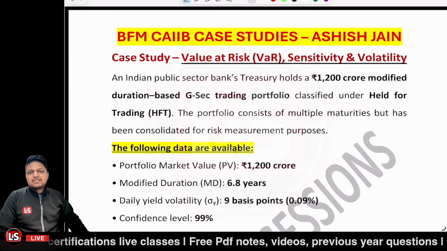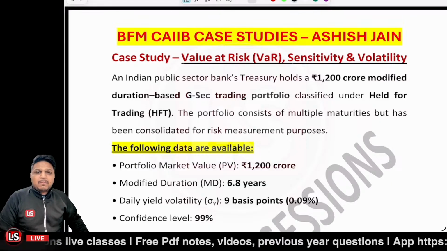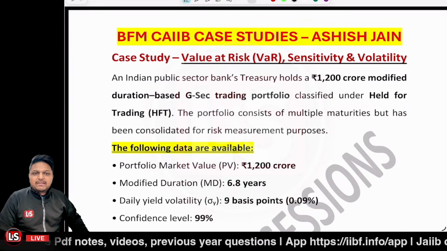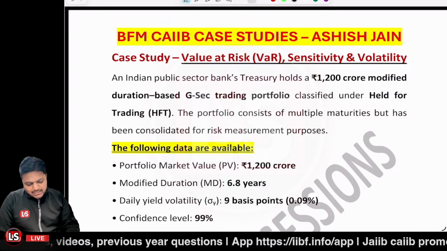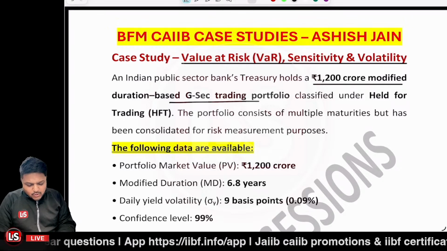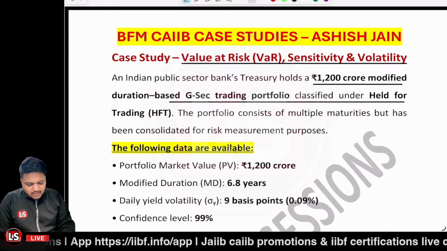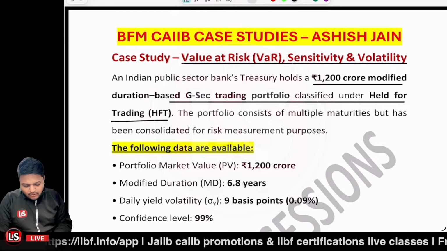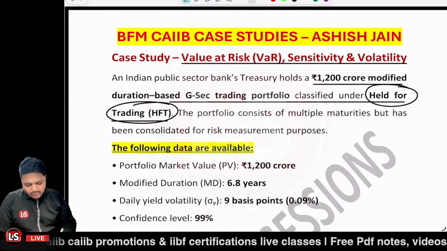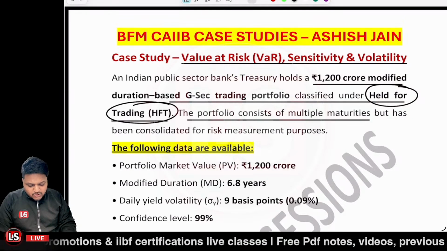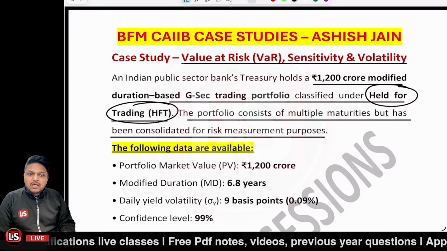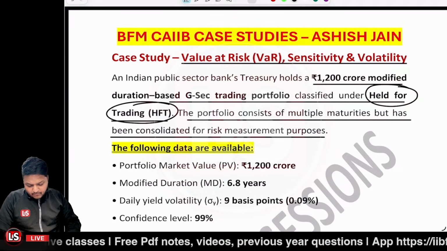The case study says an Indian public sector bank's treasury holds a rupees 1200 crore modified duration based government securities trading portfolio classified under HFT, held for trading purposes. So it's under the trading book. The portfolio consists of multiple maturities, but has been consolidated for risk measurement purposes. So we have the following data available with us.